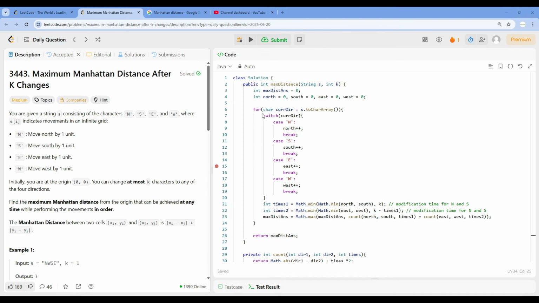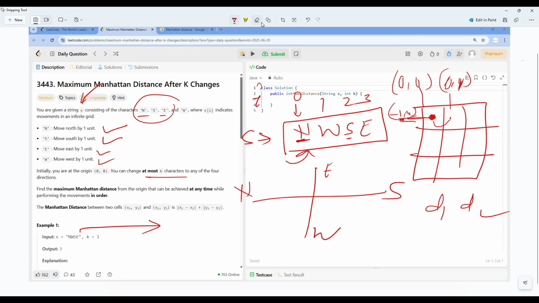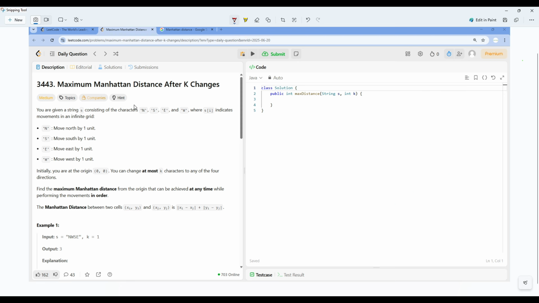Now it's time to understand the code. Before understanding the code, let's talk about the intuition. As we know, for any given string, we can calculate the Manhattan distance using a very easy formula. What is the easy formula here?